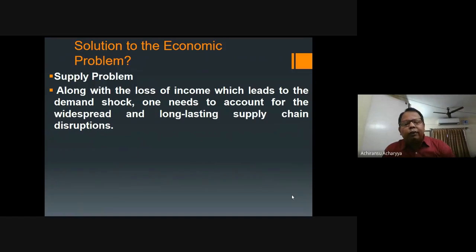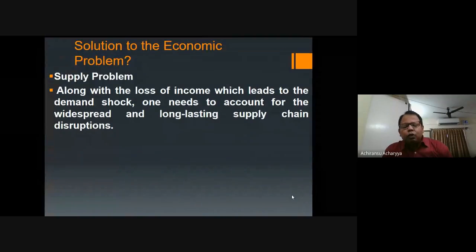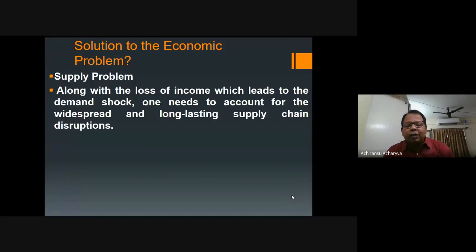On the other hand, some economists are saying, look, this is not actually a demand problem. This is more of a supply problem, because along with the loss of income, which leads to the demand shock, one also needs to account for the widespread and long-lasting supply chain disruptions. And remember what happened in almost all the countries where COVID-19 got affected is that there was a lockdown. In India, for instance, the lockdown is still going on. I don't know about Bangladesh.